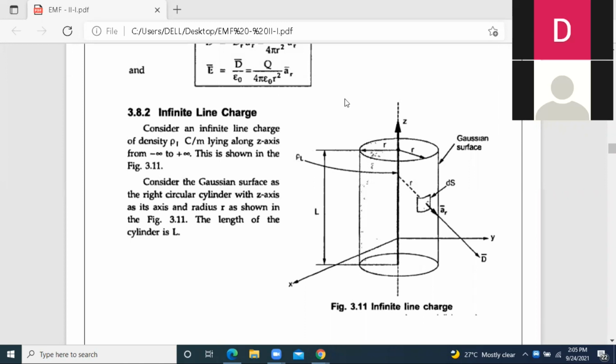Okay, so like we said, we're gonna finish the infinite line charge and then we move to some examples.